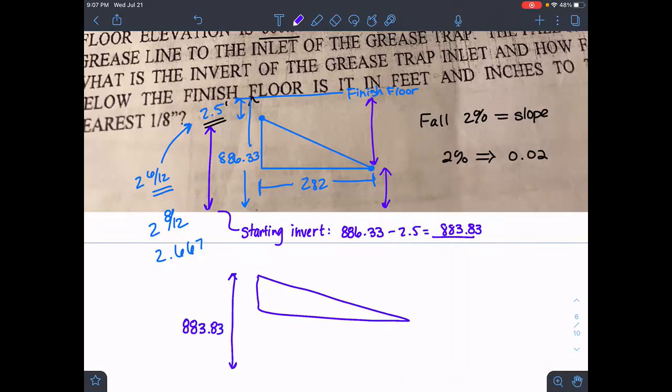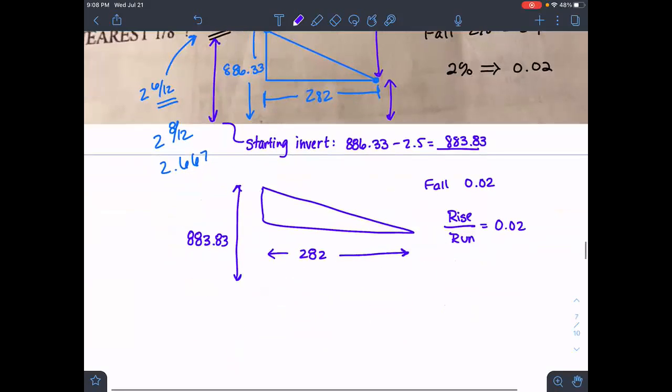It also tells you that this distance was 282 and that your fall was 0.02, again, 2%. Remember that your slope or your fall is rise over run. And we want to use this information now to solve for your rise. So rise is going to be 0.02 times your run. Like I said, you can memorize this. This will always be true, as long as your run is this bottom portion and your rise is this top portion.